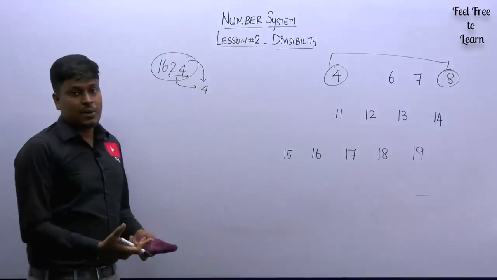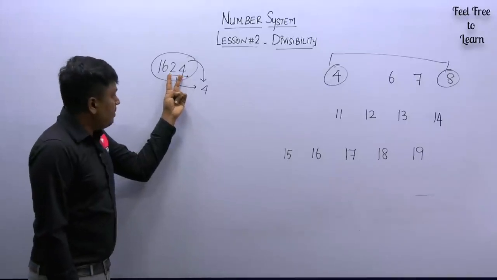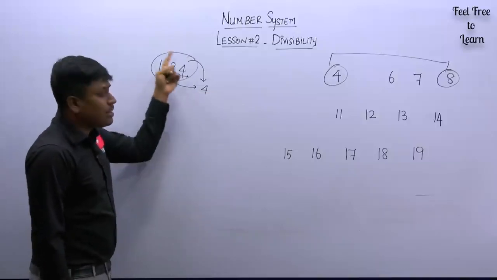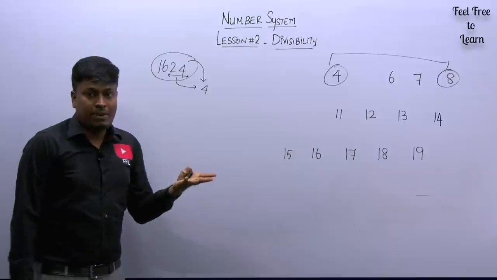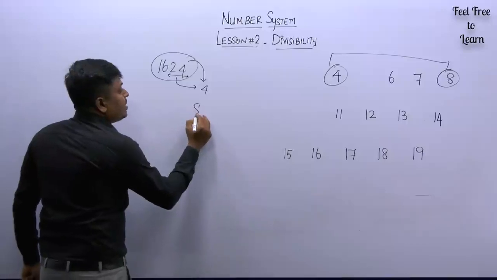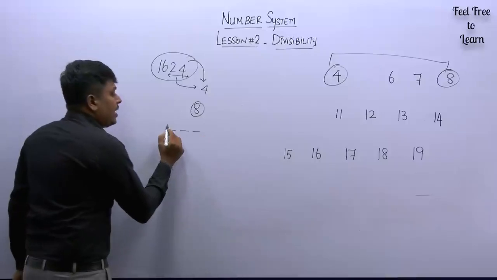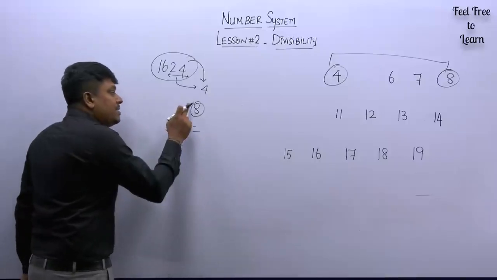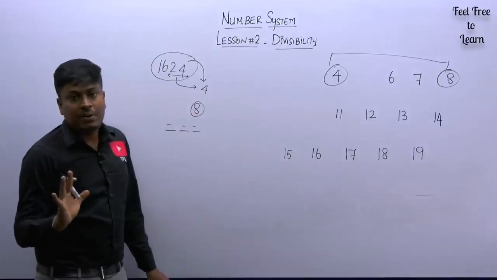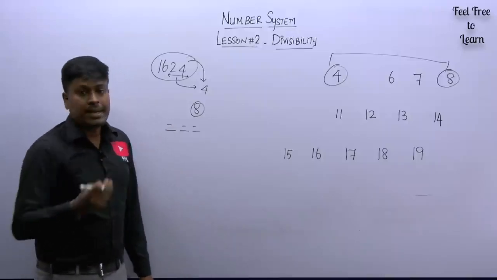So friends, got it? Easy or not? Just listen here. If the last two digits are divisible by 4, then the complete number can be divided by 4. It's the divisibility rule of 4. As well as the divisibility rule of 8: it should be the last 3 digits of the number. So whatever the number is, if the last 3 digits of the number are divisible by 8, then the complete number can be divided by 8. So friends, got it or not? So this is the divisibility rule for 4 as well as the divisibility rule for 8.